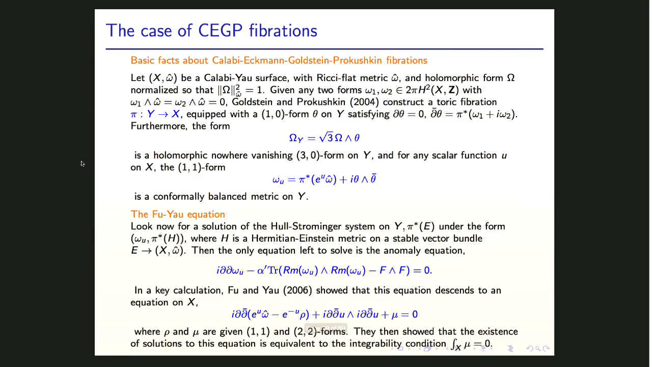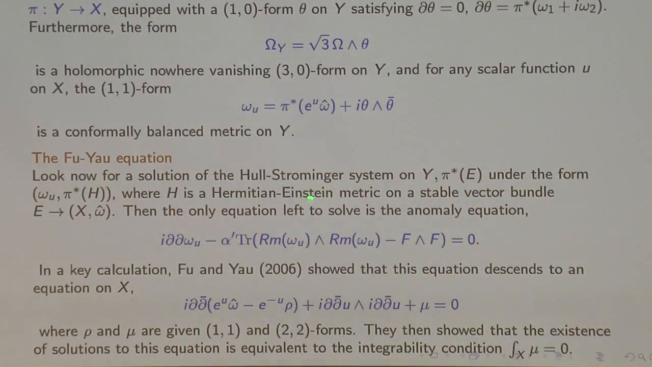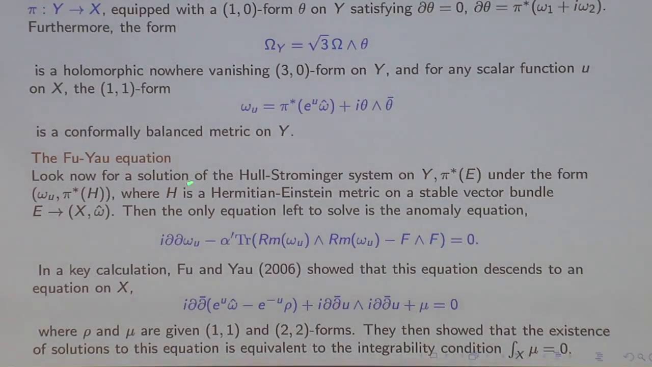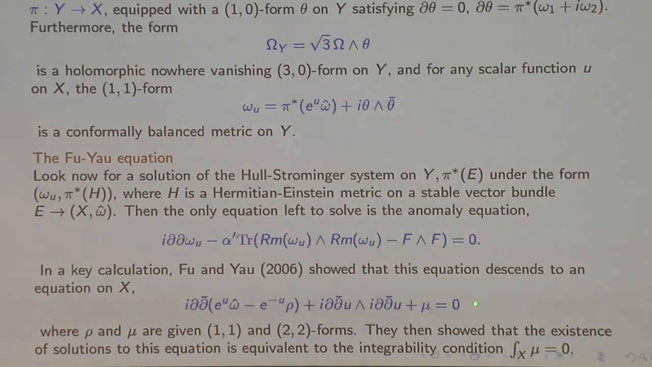Now we arrive at this: we're going to try to solve the whole Hull-Strominger system in this setup. So we look for this system, and let's pick a bundle with the Hermitian-Einstein metric with respect to omega hat. Notice that the Hermitian-Einstein equation is invariant under conformal factor. So the fact that you have that makes it actually the same. It's still Hermitian-Einstein with respect to these other candidates. And then the only equation left is to solve this anomaly equation, which is the equation upstairs. But in the key calculation, Fu and Yau show that this equation descends to an equation on the base.